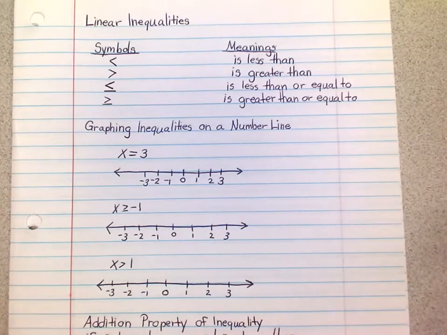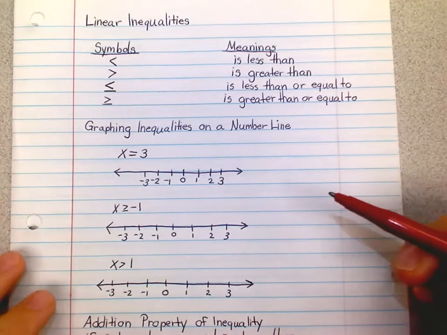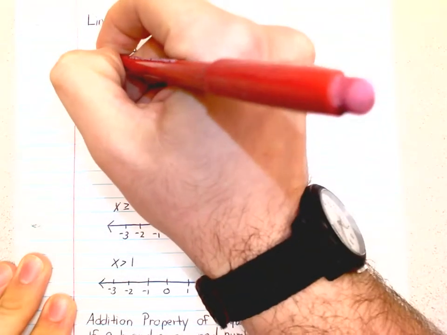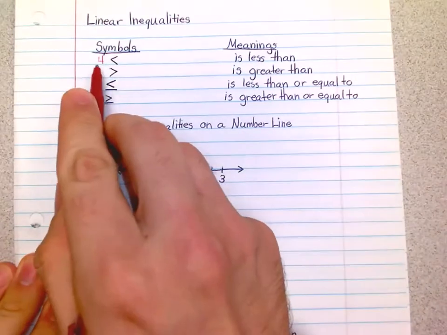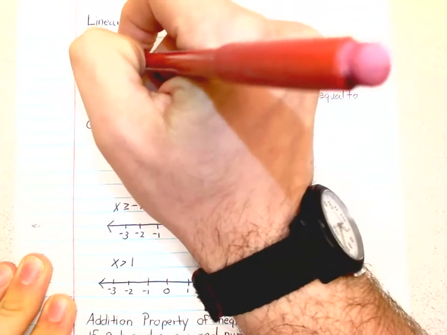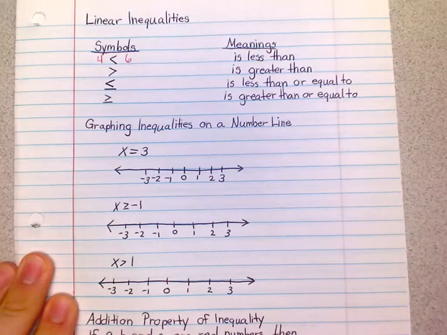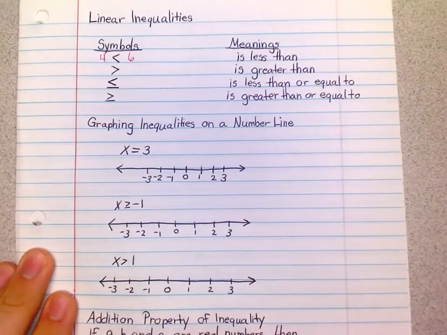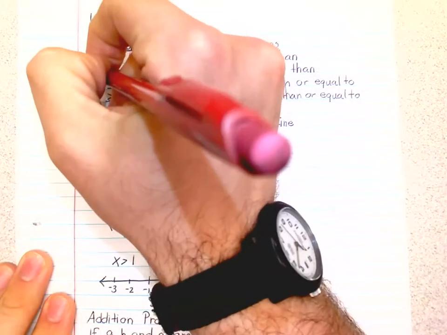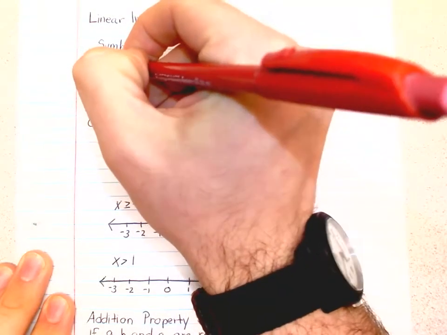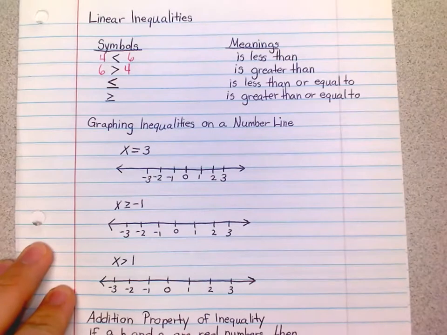And we can just give some examples of what these mean. We can say that for less than, we could plug in a value and say 4 is less than 6. And you see that the mouth is opening towards the greater number. We could just flip the numbers around and say 6 is greater than 4. Alright, we could keep trying with this.